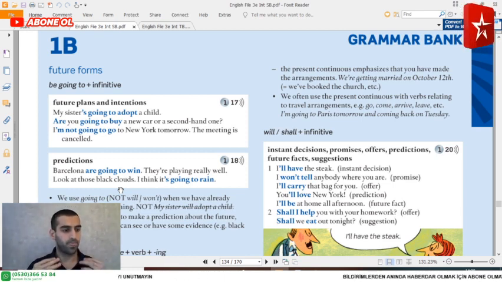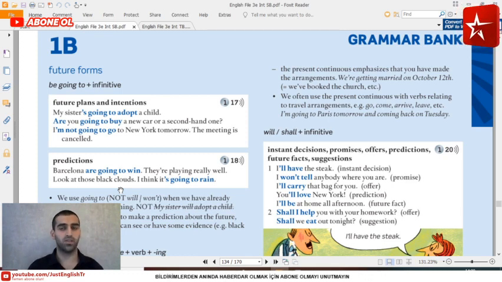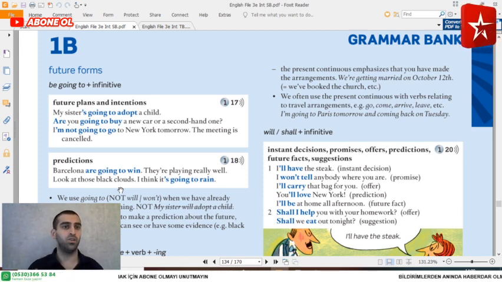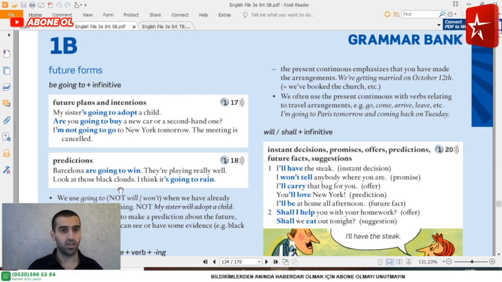Please make as many sentences as you can for be going to. In order to learn the grammar and use it in your speaking, in your daily conversations, you should practice. Practicing is a really important thing to learn English. So let's continue with the second form.